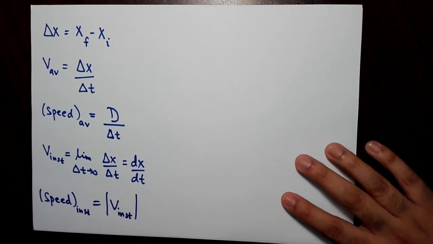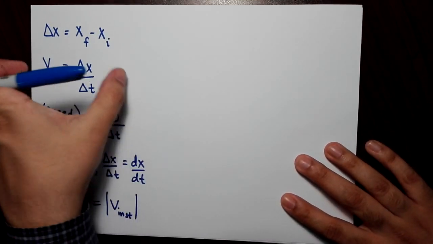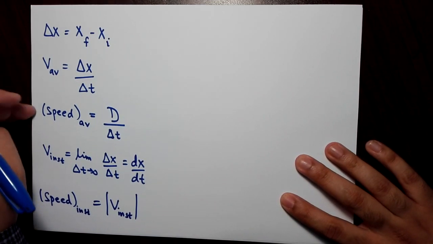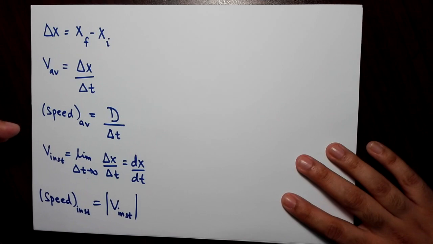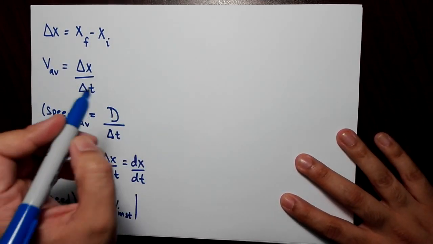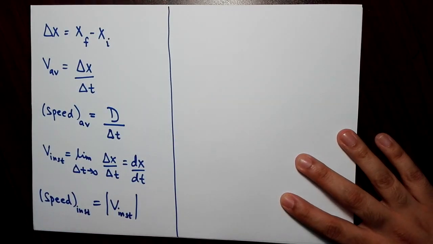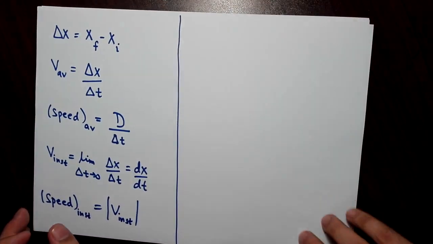Okay. So just make sure you remember this. These are definitions that students confuse a lot. What is the difference between average velocity and average speed? So let's look at a few examples. Okay. So let's look at a few scenarios. Let's use a different new page.